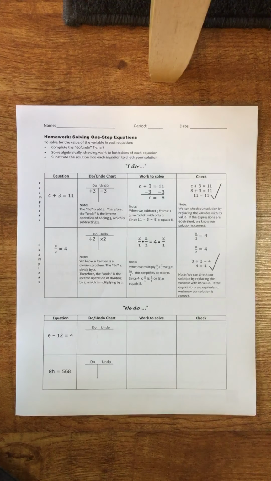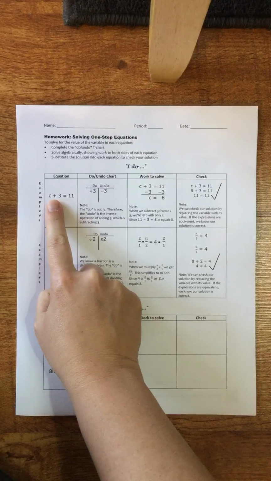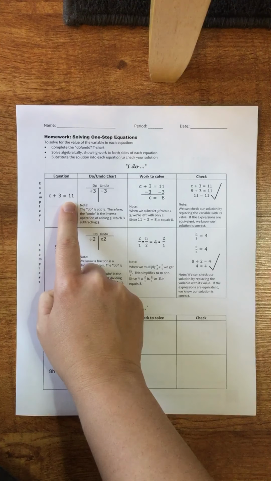There are 2 that are already done for you. This is available on Google Classroom to be printed or done on notebook paper. For the first example, the equation is c plus 3 equals 11.